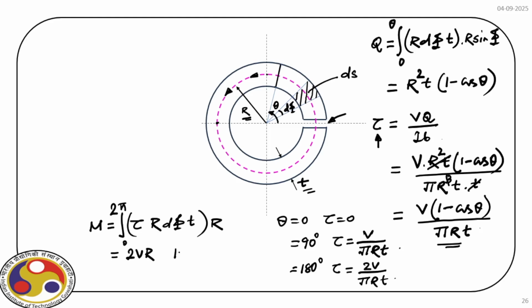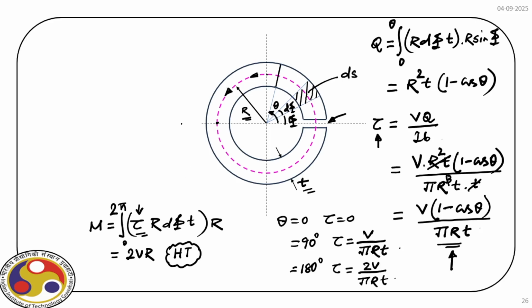So I leave this as an exercise for you. What you do, in place of tau, you put the expression that we have already derived here and then complete this integral. So for an angle, say phi, in place of theta you have to put phi and then put it back here in place of tau and then complete this integral, right? So what we get is the moment caused by this shear flow is twice V r.